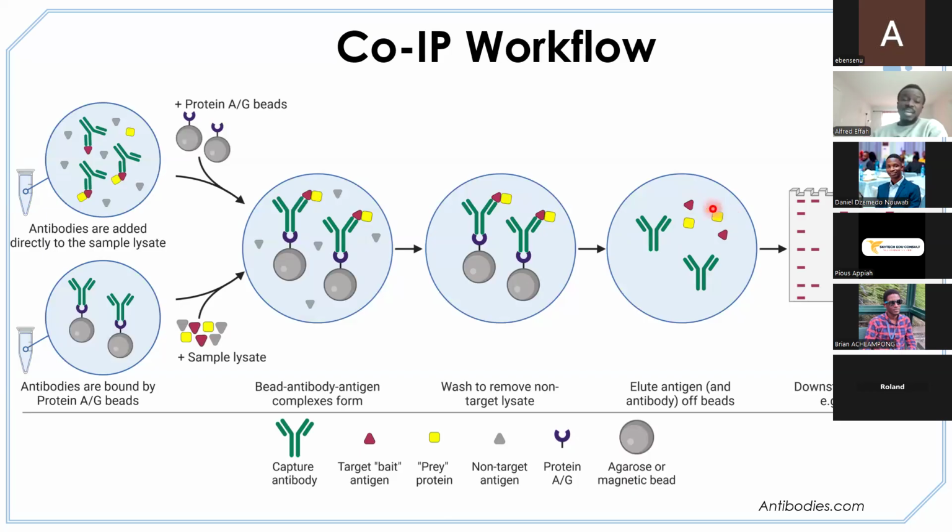We can also do it the other way around, whereby we use antibodies against protein X. Now, when we get here, we stain for protein A. And if we see A, we can confirm that there was an interaction between protein A and then protein X.